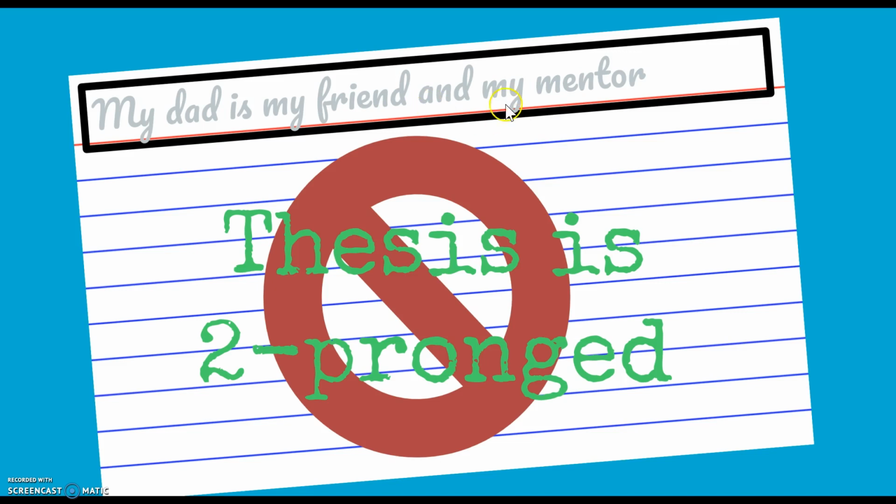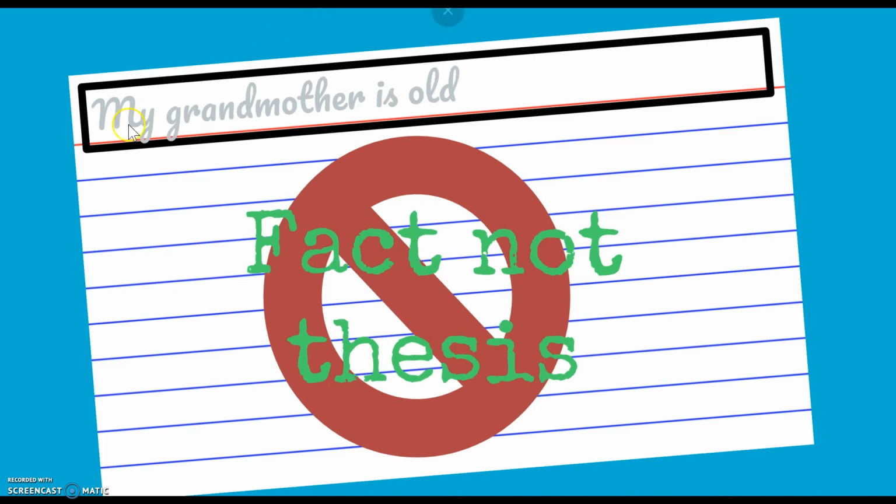My dad is my friend and my mentor. This thesis is two-pronged, which means it's got two points. That's not going to work because I'm going to have to support friend. I'm also going to have to support mentor, and then it's going to get messy and it's going to have no direction. So that's not going to work. So my grandmother is old. Again, not good because it's a fact.